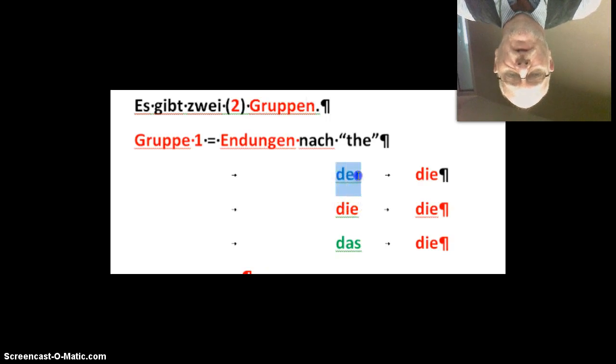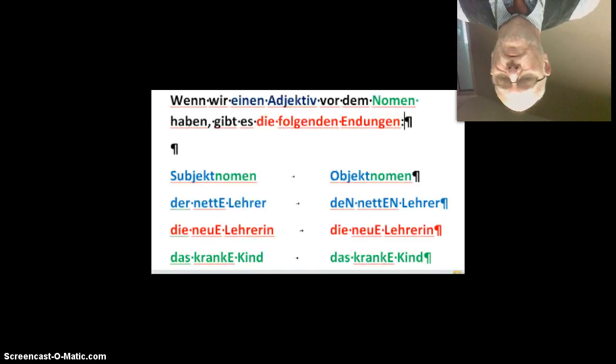Wir haben der, die und das. Alle in Einzahl, allerdings in der Mehrzahl, also Plural. Der bekommt die, die bekommt die und das bekommt die. Wenn wir ein Adjektiv vor dem Nomen haben, gibt es die folgenden Endungen.